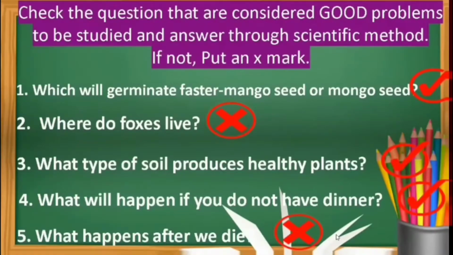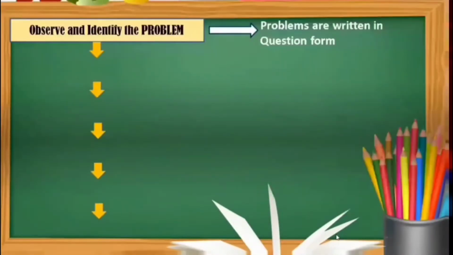What score did you get from these exercises? If you got a score of 3 and below, ask your teacher to explain this further to you. If you got a score of 4 to 5, very good. You did a great job. Let's now proceed to the next step.